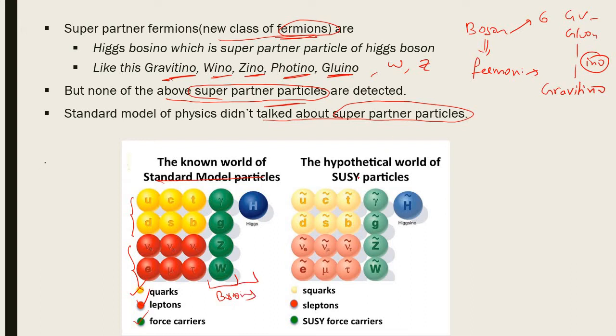For SUSY particles, these are super partner particles. See, I told you, for quarks they added S, these are newly defined class of bosons. So S quarks, S leptons, and these are newly defined class of fermions. So these are SUSY particles. Hope you got it. See here, they wrote Higgs boson. Okay, hope you understood this. We'll go to the next theory.